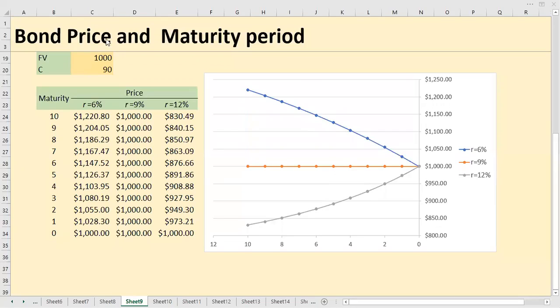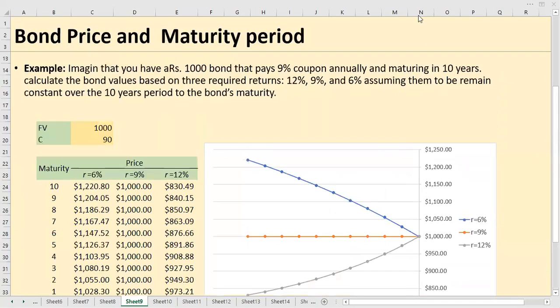Right. So this is what we calculate. Sorry for the interruption. Based on the maturity period, this is how the prices are behaving when you are approaching your maturity period. Right. So anything else that I should clarify?